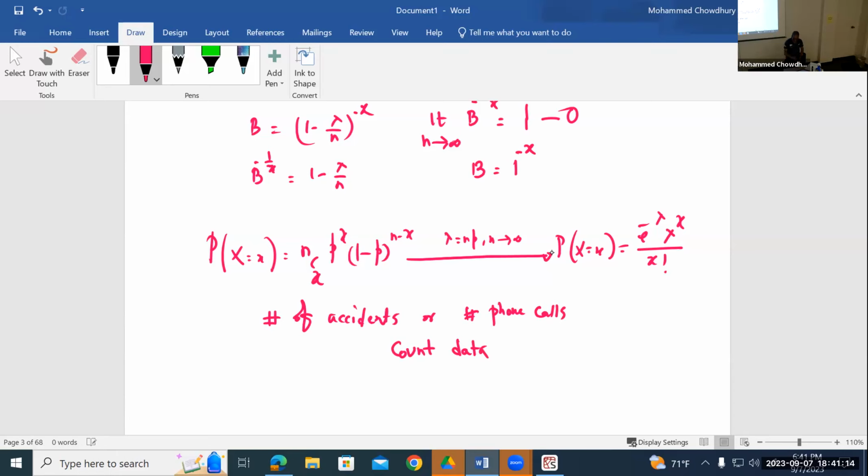Count data. So as these are count data, now we want to incorporate all of these things into a regression format, and then we will estimate the parameters. Ready? So far so good. Any questions, comments, problems, personal problems that you do not want to share?